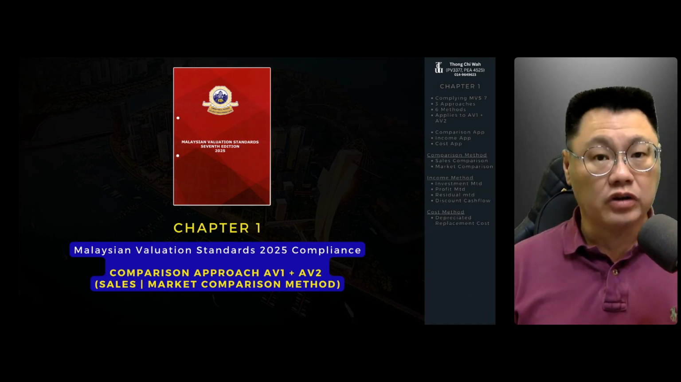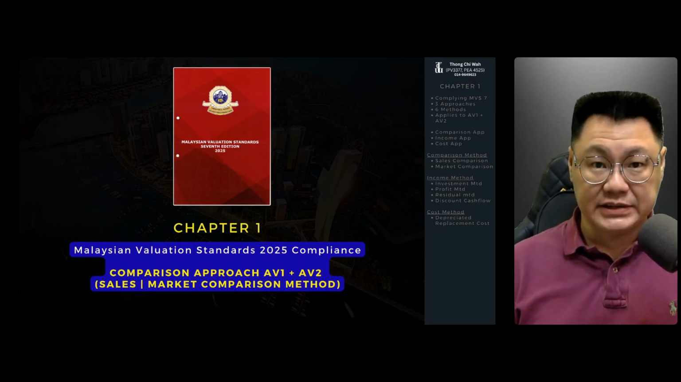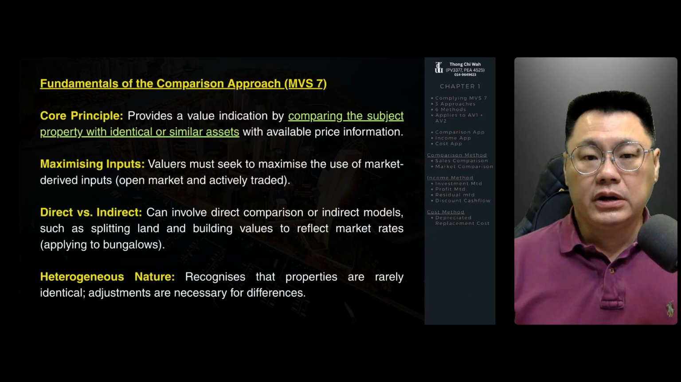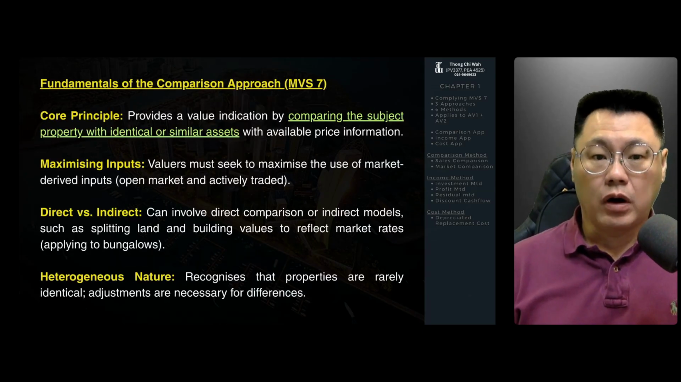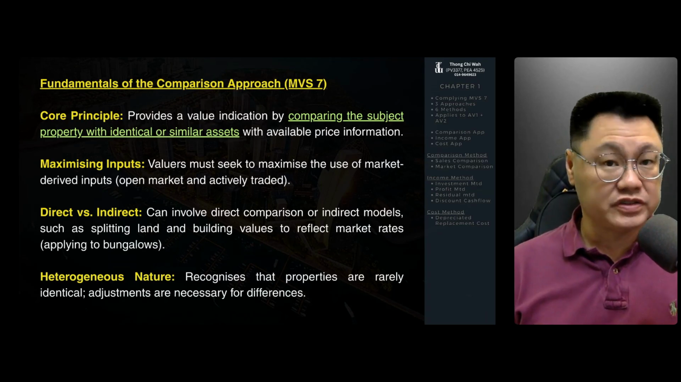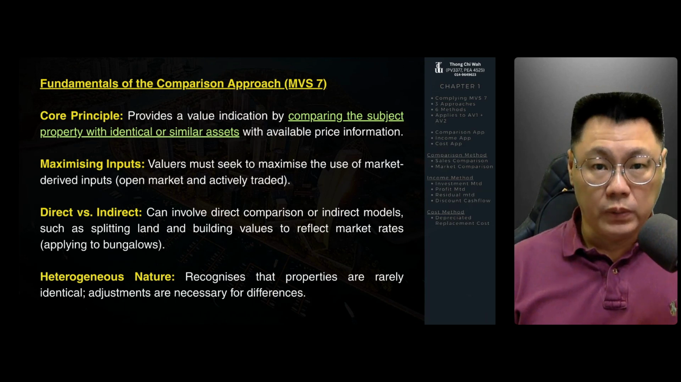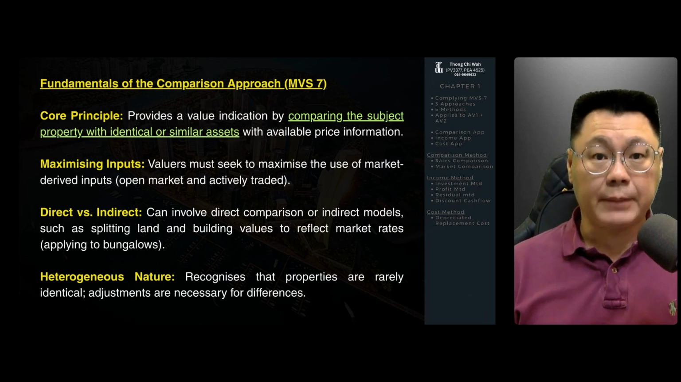And this will correspond to the sales and market comparison method. Fundamentally, for the comparison approach in MVS 7, which is the Malaysian Valuation Standard regarding valuation approaches, you need to know this so that you can take the exam easily.